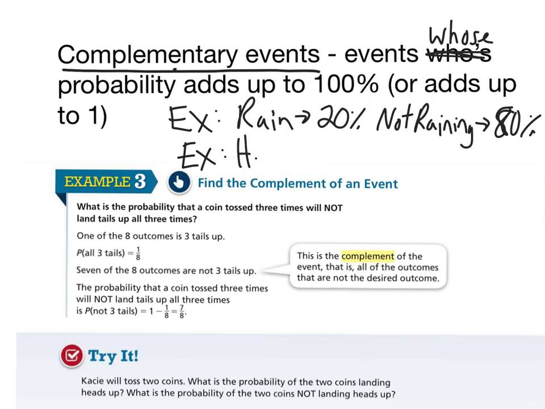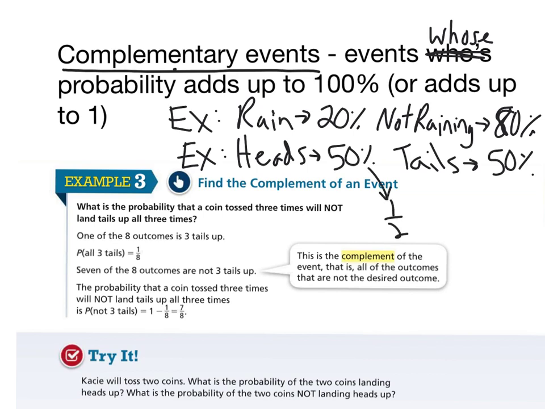Another way we could look at complementary events, flipping a coin, heads or tails. Heads is 50%, tails is 50%. And I said 100% or 1. The reason is, if you think about 50%, that's a 1/2, we could say otherwise, tails is 1/2. If you do a half plus a half equals 1. That's a different way of looking at it with fractions rather than percents.